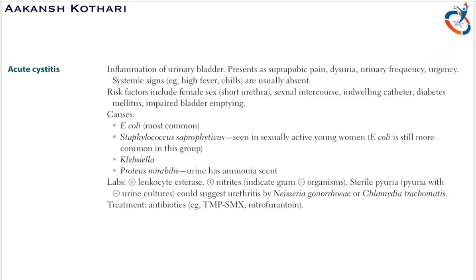Now, the systemic signs like high fever or chills are usually absent, and acute cystitis is majorly associated with female sex. Now, why is it so? Females have a shorter urethra, and hence bacterial infections such as of E.